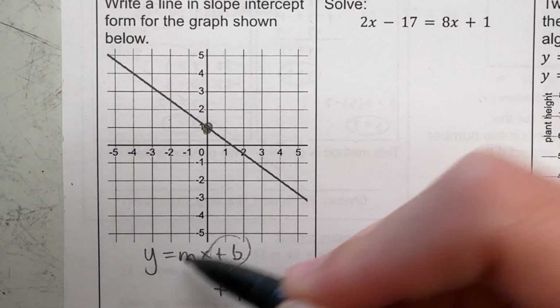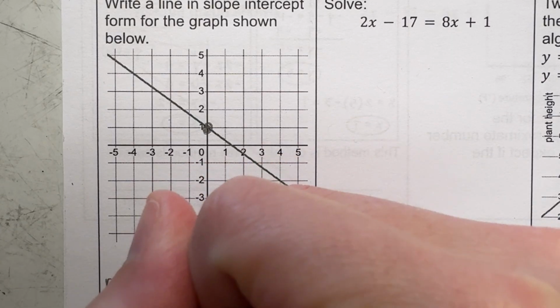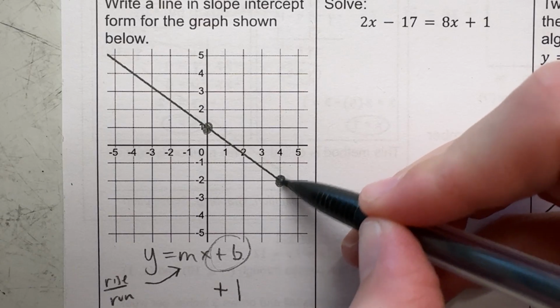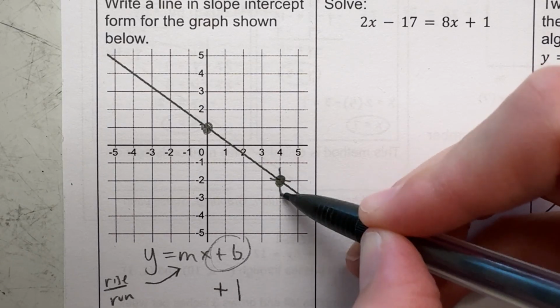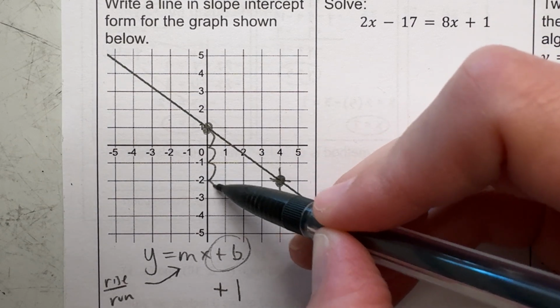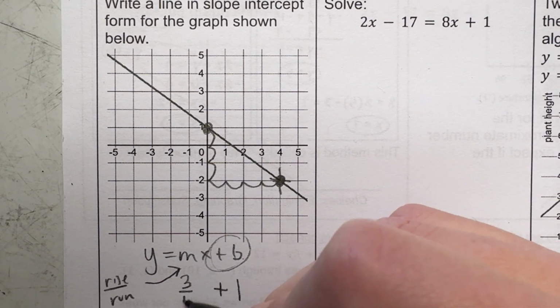And the m is my rise over run. Okay, so we need 2 points to be able to count. So I have this point, and then I'll use this point right here. What I'm looking for is a point that hits the grid. It's called a lattice point. And I'm going to count 1, 2, 3. 1, 2, 3, 4. So my rise over run is 3 over 4.